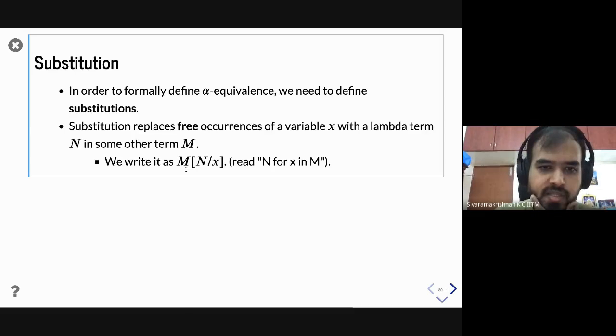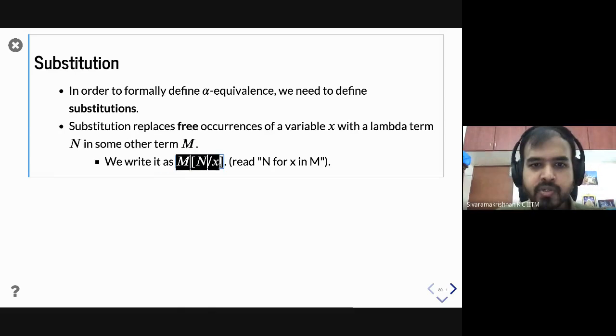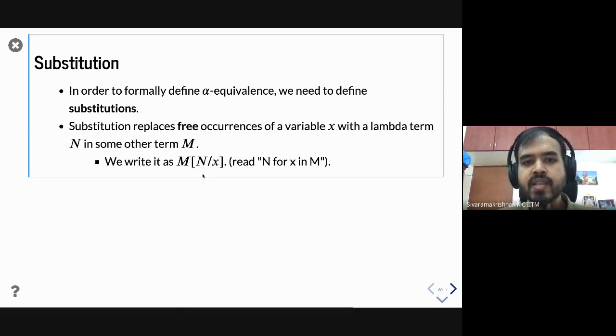Okay, so coming back to this, here is the syntax for substitution. The way you read this is: in M, wherever you find an x, replace that with the arbitrary lambda term N. So N for x in M. x is a variable. Wherever you find the variable x in the lambda term M, replace that with another lambda term N.